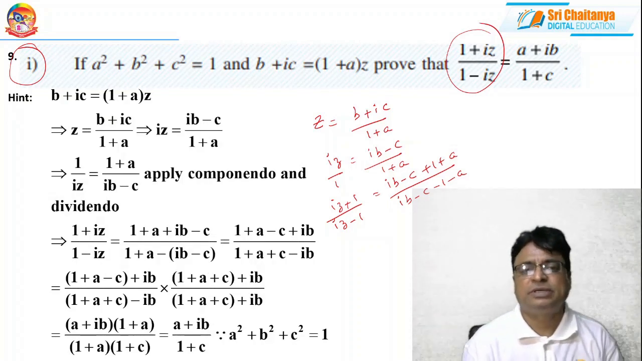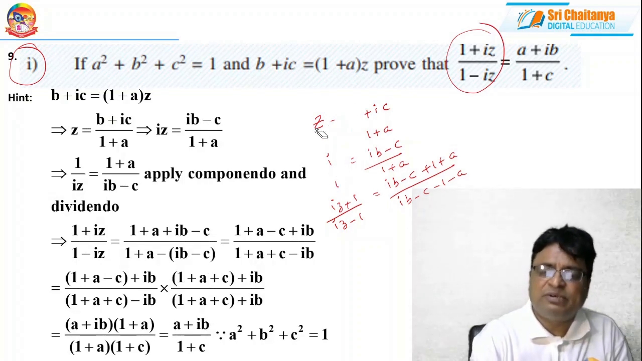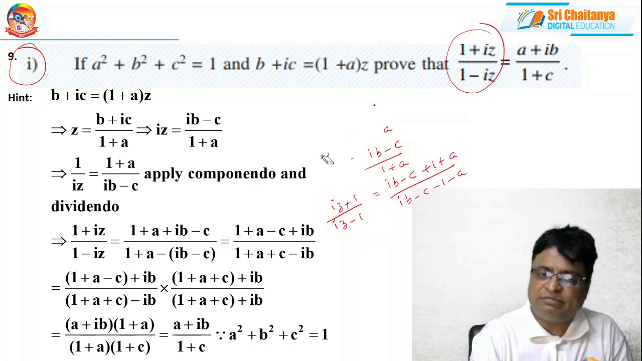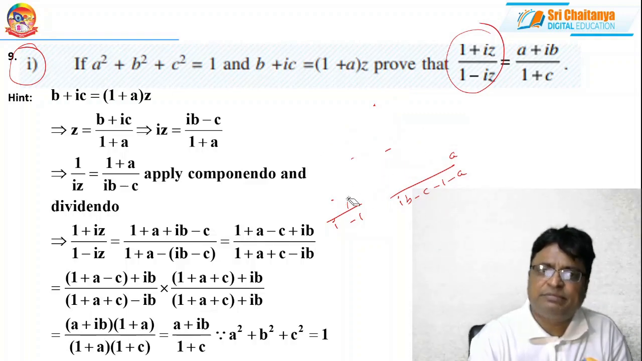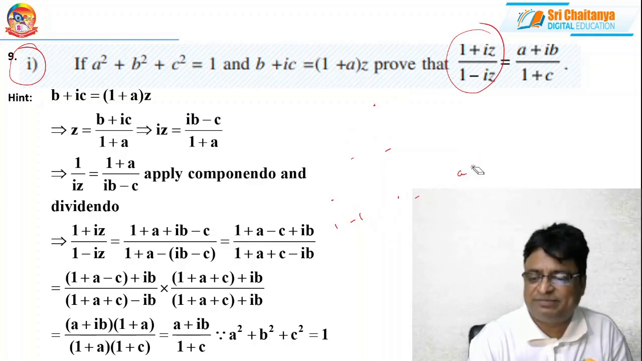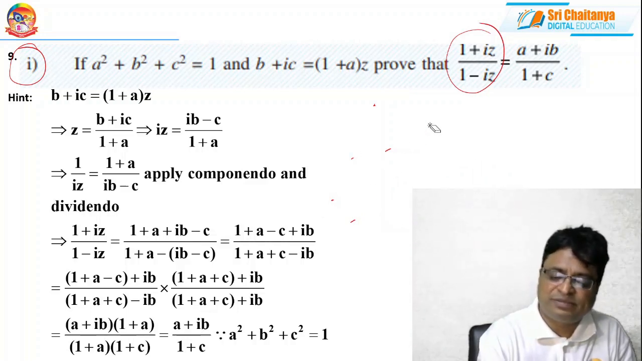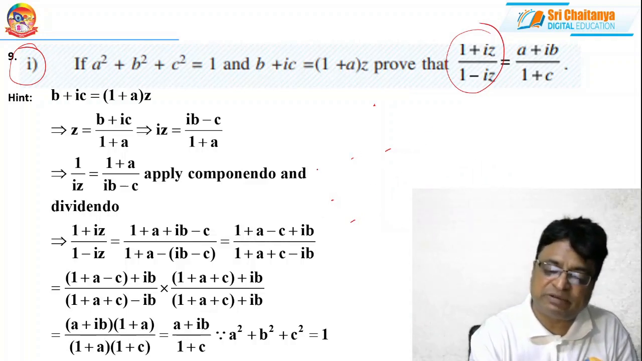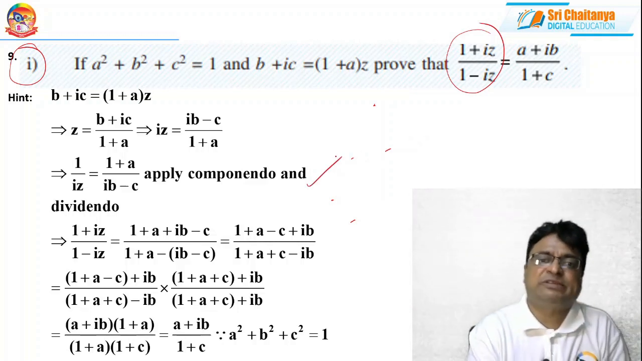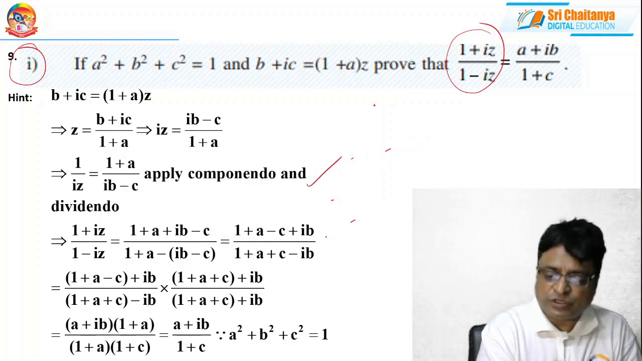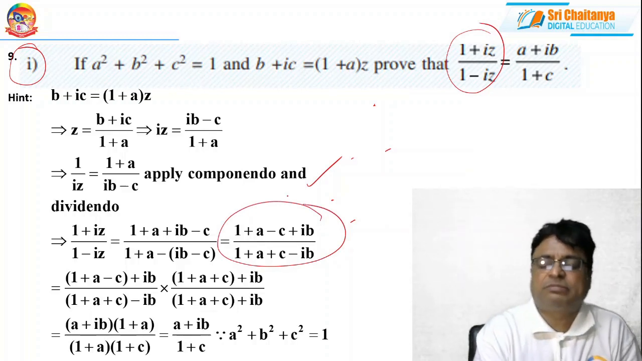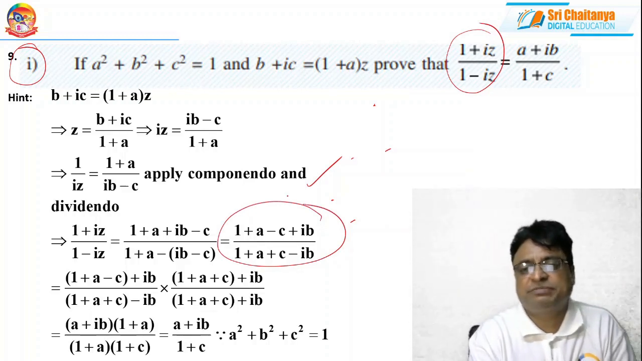See, so here what did I do? This is Z. I find IZ, and 1 by IZ also I find. So I have applied componendo and dividendo. The same technique we have solved and applied several times in compound angles of trigonometry. So this is the rational form of the complex number you got.